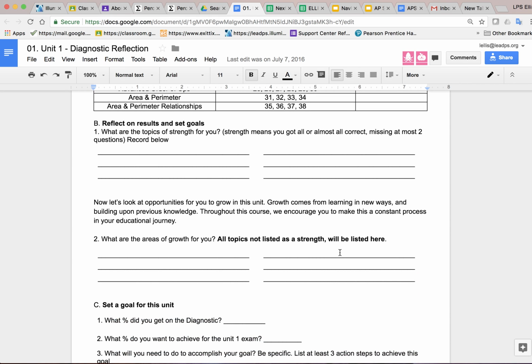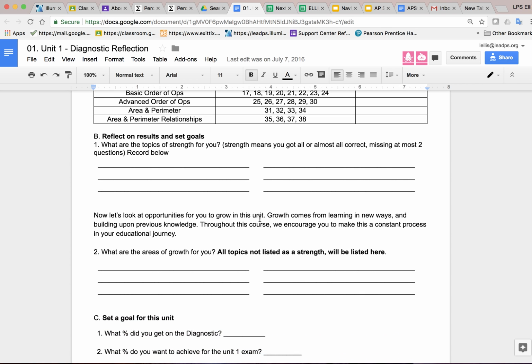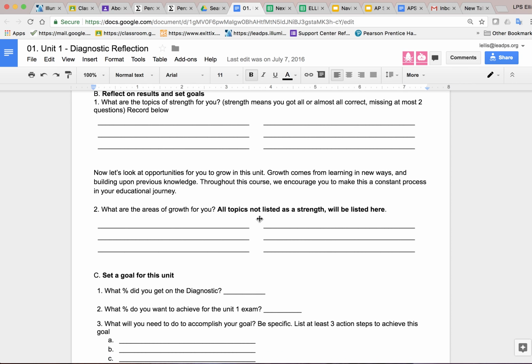Okay, so now last thing is you're going to reflect on the results and set some goals. So what are the topics of strength for you? So looking back at this, which ones did you get most of them correct? And by most correct, maybe you only got 1 or 2 wrong, or you got none of them wrong. Okay, maybe you remembered a lot of this, and a lot of this is your strength. That's fantastic.